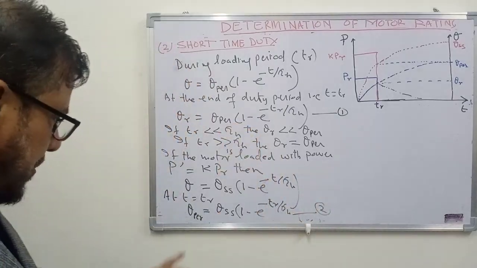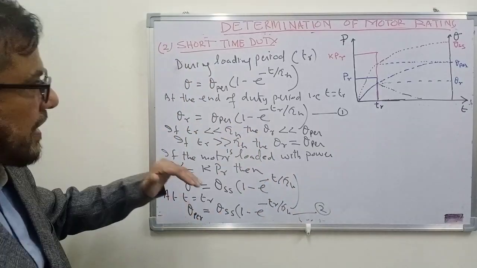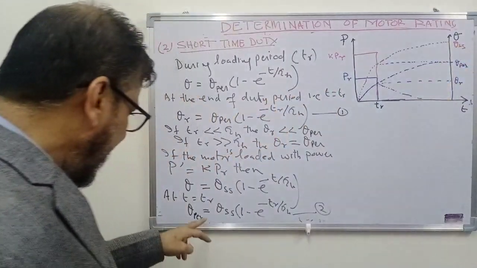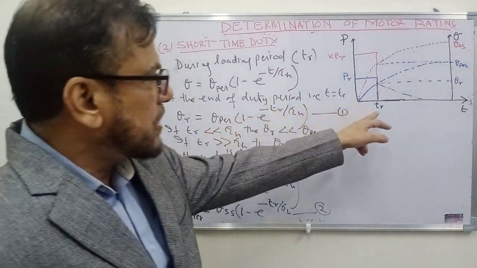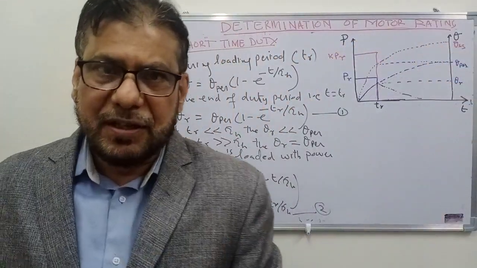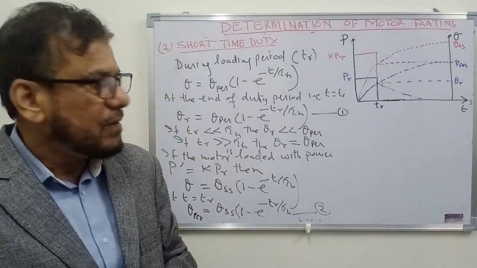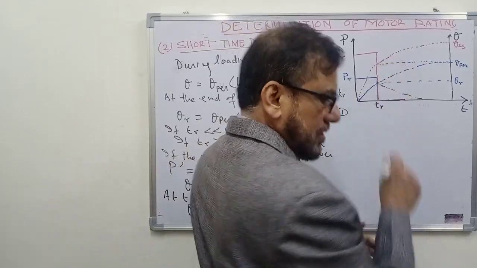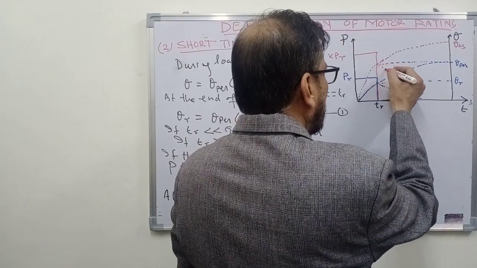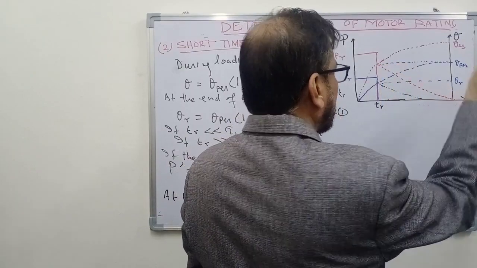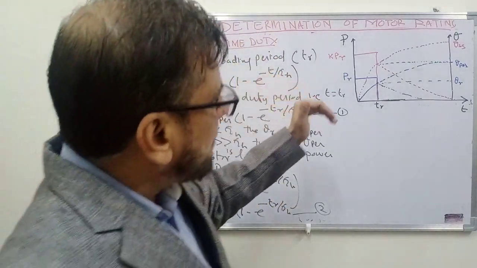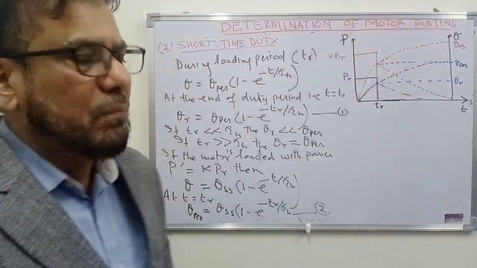TR upon tau h. So we have overloaded the motor such that steady state temperature rise is theta SS, and in that case at the end of duty period the temperature becomes equal to theta permissible. That is, you are fully utilizing the thermal capacity of the motor. After reaching this point, you can disconnect the motor and the motor will cool down to ambient temperature before it is loaded again. So motor will be safe, it is not overheated, but you have utilized the full thermal capacity of the motor.